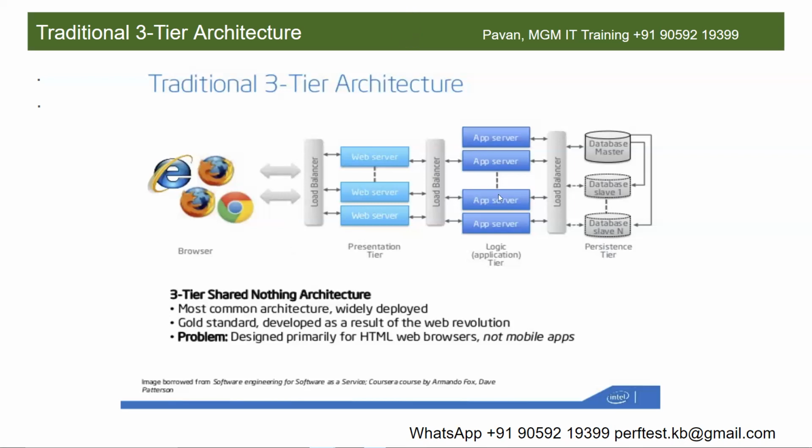Clear, guys? So this is a traditional 3-tier architecture, and this is the most common and widely deployed architecture. The gold standard, developed as a result of the web revolution and designed primarily for HTML web browsers, not mobile apps. Remember this architecture diagram.